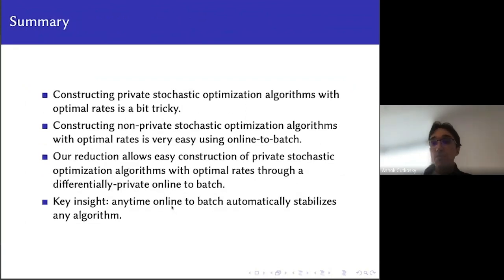Okay, so let me just summarize here. The key idea of this talk was to try to build an algorithm that takes any online learning algorithm and converts it in a black box way into an optimal private SCO algorithm. And we do this using this anytime online-to-batch conversion that automatically stabilizes the iterates, makes them very close together so that we don't have to add very much noise. And then the idea, hopefully, is that we can import a lot of this huge amount of literature in online learning to try to build better private optimization algorithms. Okay, let me leave it there.